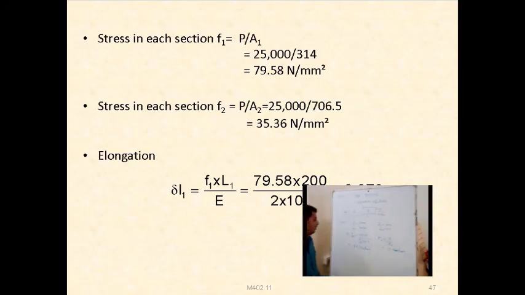So for the overall change in length we need to calculate PL by AE. We know P by A is 79.58, into the length of the first one, which is 250 mm, by E, Young's modulus, 2 into 10 to the power of 5. If we do this, we will get an answer.